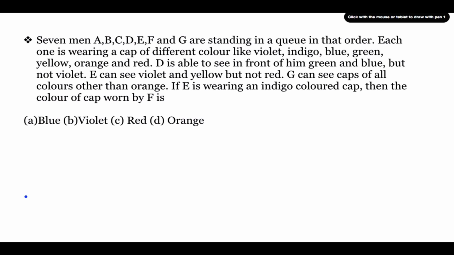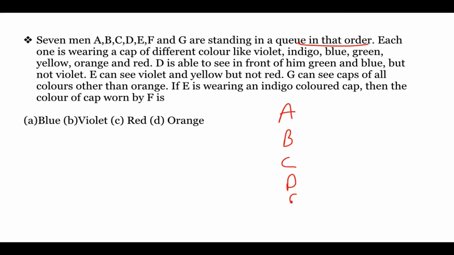So now 7 men A, B, C, D are standing in a queue in that order. Okay, so this is A, B, C, D, E, F and G. First see what you have to find out: the color of the cap worn by F. Each one of us is wearing a different color. D is able to see in front green and blue but not violet. E can see violet and yellow but not red. G can see all caps other than orange. So G is definitely orange. There is no doubt about it.